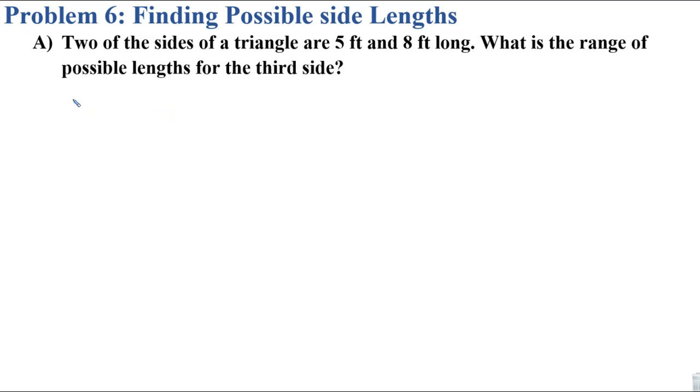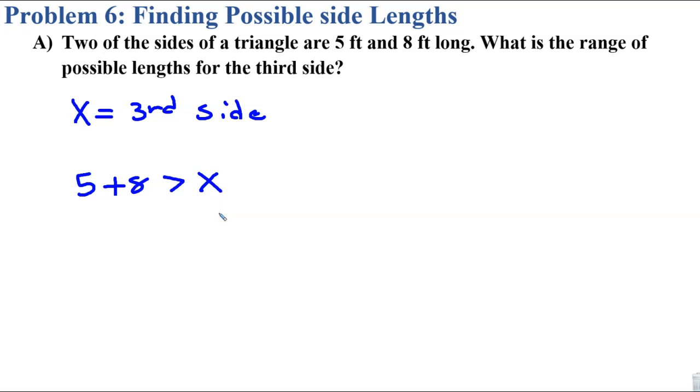Okay, so let's say that X is my third side length. Well, what do I know about that X then? I know that it can't be bigger than the other two sides combined. So I know that 5 plus 8 has to be greater than X. In other words, 13 is greater than X, or X is less than 13. So that's going to give me a maximum side length for this triangle.